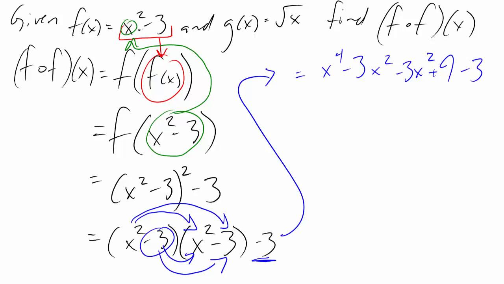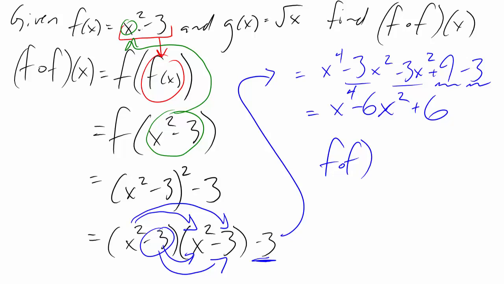All right, so now we just look to combine our like terms. So we've got x to the 4th, which doesn't have anything else with an x to the 4th in it, so that's going to stay the same. We have a minus 3x squared with another minus 3x squared to give us a minus 6x squared. And then we have plus 9 minus 3. 9 minus 3 is going to give us plus 6. And that's our answer here for our f composed with f of x. So our x to the 4th minus 6x squared plus 6.